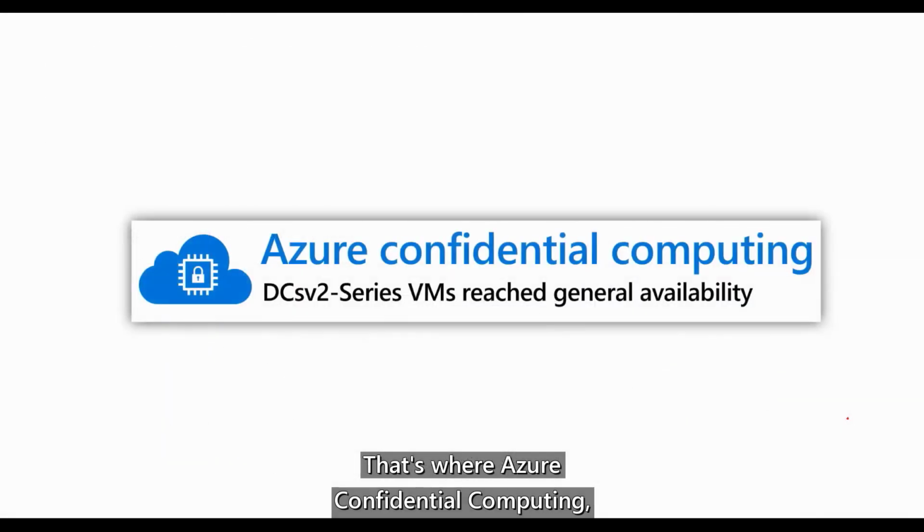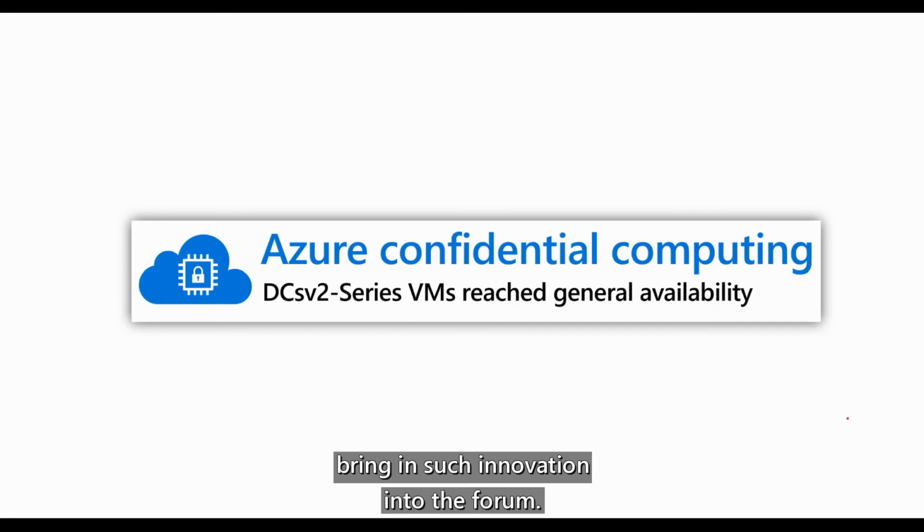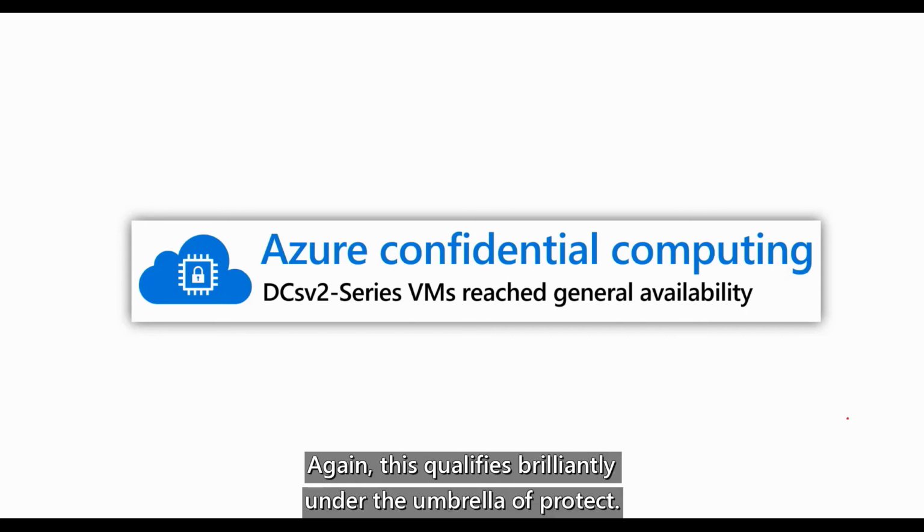That's where Azure Confidential Computing, which is basically the DCsv2 series of virtual machines that went into general availability recently, comes in. This is one of the recent innovations, and Azure is the first and the only cloud provider to bring such an innovation to the foray. Again, this qualifies brilliantly under the umbrella of Protect.